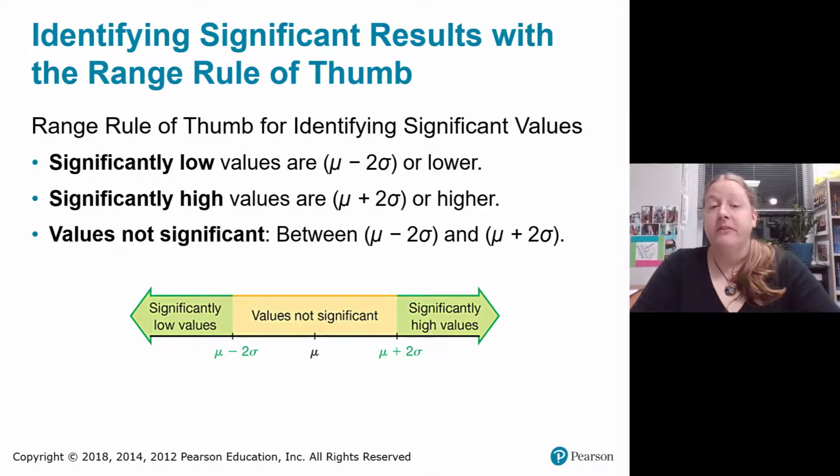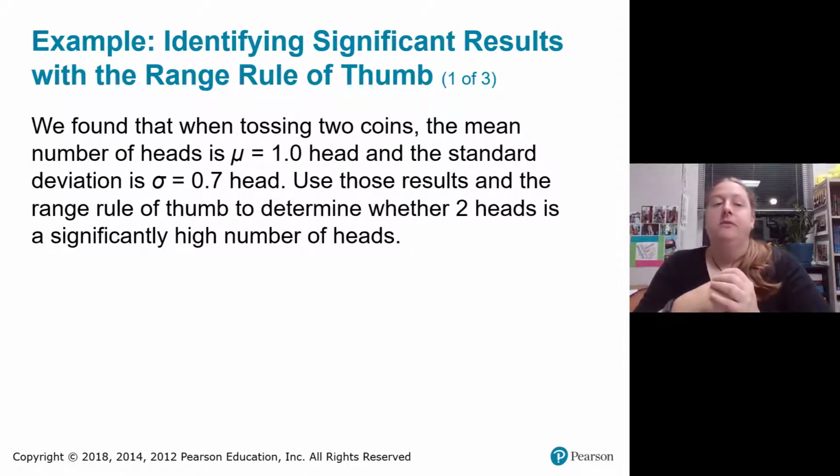All right, so the range rule of thumb, this has not changed. Things are significantly low if they are 2 standard deviations or more below the mean. So the mean minus 2 standard deviations is our threshold, and anything less than that is going to be significantly low. Same with adding 2 standard deviations to the mean, anything above that is going to be significantly high. And the values that are not significant are the things that are within 2 standard deviations of the mean. So if we take a look at our tossing coins, we found our mean was 1 and our standard deviation was 0.7.